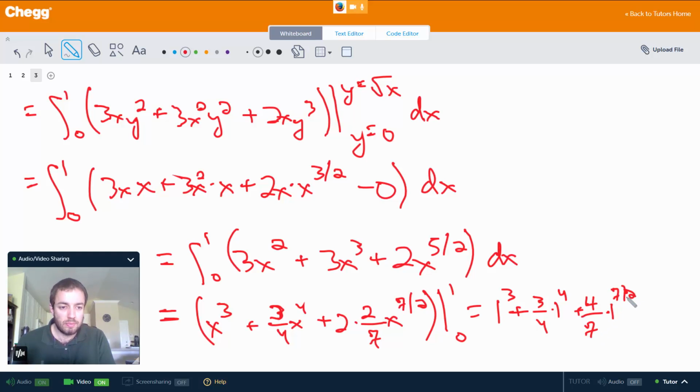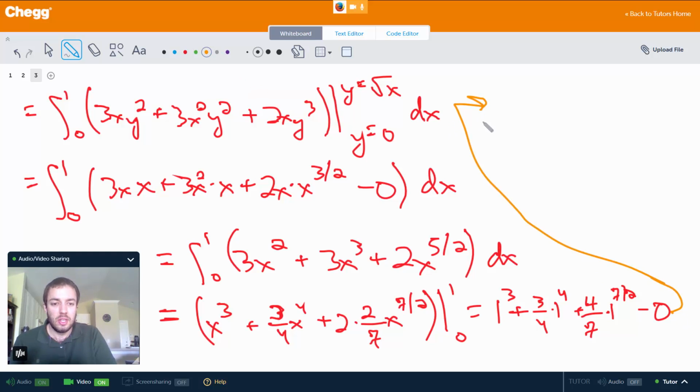And then here, we're going to subtract and evaluate everything at 0. Well, 0 cubed is 0. 0 to the 4th is 0. 0 to the 7 halves is 0. So everything is just 0. Okay, so let's go ahead and come up here and then simplify to get our final answer. So 1 cubed is 1. 1 to the 4th is 1, so we have plus 3/4. And then 1 to the 7 halves is 1, so we have plus 4/7.